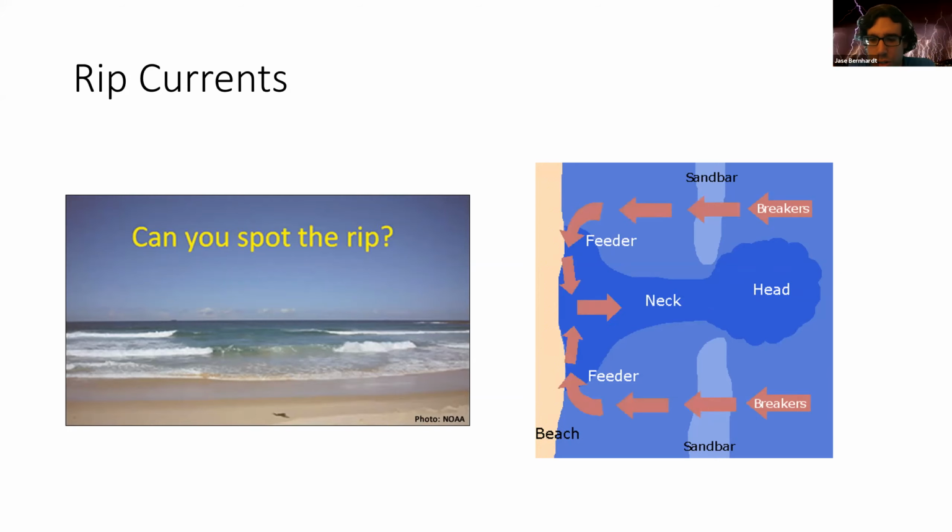So then this shows us, okay, what do you do in a rip current? The easiest thing to do is just let it take you. It will take you out, but not too far, and then deposit you here. Then you can swim back safely.